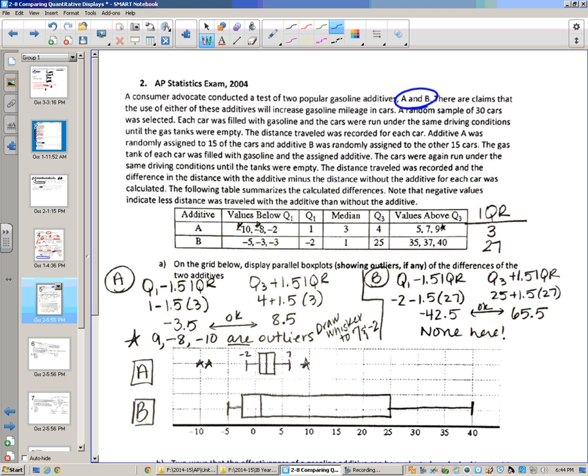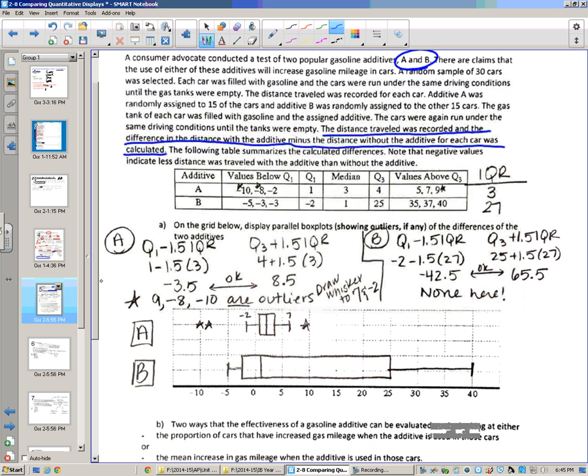So that might seem a little bit confusing to you. So what they did was they, same car, again controlling, they ran it without any additives and then with the additive to see what's the difference. How many more miles can we get basically? So we're talking about miles per gallon, this fuel efficiency idea in these gas tanks.